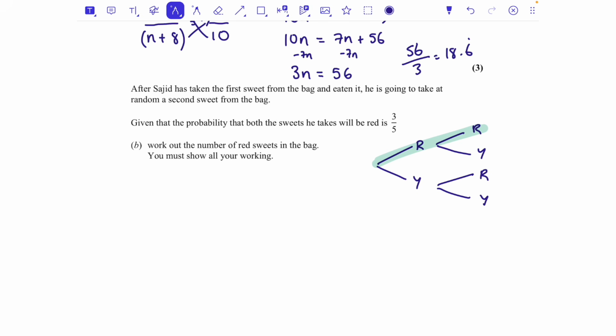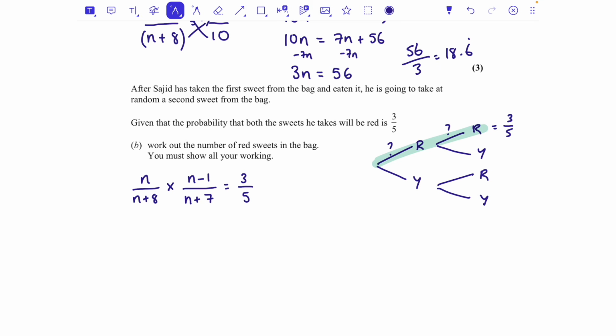So the probability of taking a red the first time times the probability of me taking a red the second time, and we know that the answer to that is going to be 3/5. The probability of taking red the first time is n over n add 8. Times by, now if I want to take another red, I've got one less red in the bag and one less sweet in the bag overall. So the second pick would be n minus 1 red sweets out of n add 7 sweets, and that equals 3/5. Let's just work that through.